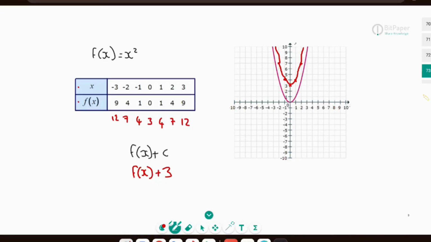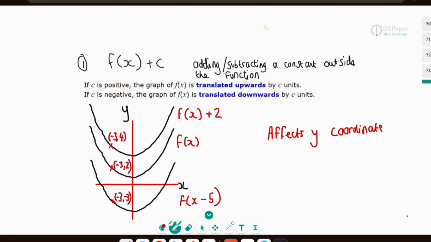Let's just summarise what we've just learnt here. I'm going to call this transformation number 1, f of x plus c. What we're doing, we're adding or subtracting a constant outside the function. So if c is positive, the graph of f of x is translated upwards by c units. If c is negative, the graph of f of x is translated down by c units.